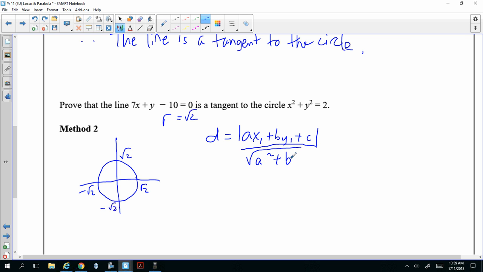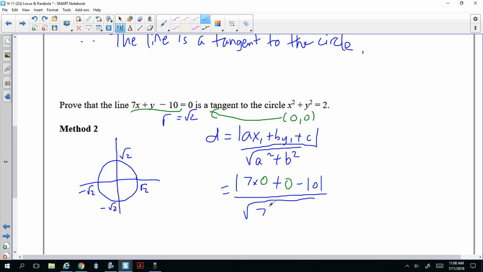Fortunately, the equation is in general form. And we just have to substitute x1, y1 to be the center of the circle, which is 0, 0. So let's try to do it. Absolute value of 7 times 0 plus y, which is 0, minus 10, over the square root of A, which is 7, squared plus B, which is 1, squared. Perpendicular distance formula: no need to expand a perfect square, no need to even solve simultaneously. Let's see how that will help us.